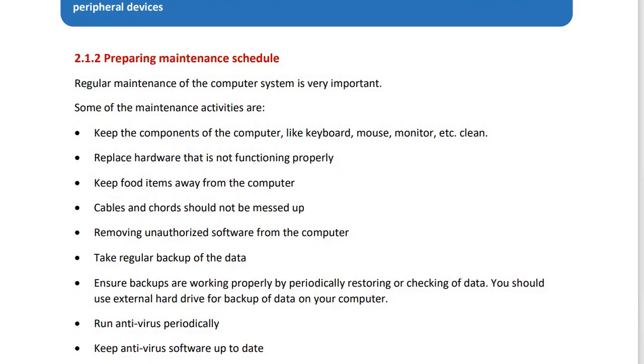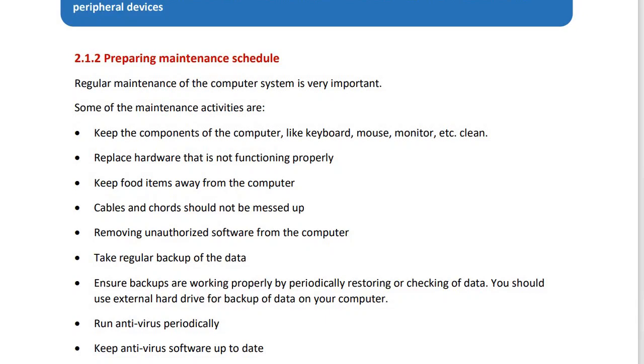So what are the main activities that we are going to consider in the maintenance schedule? The first thing is that all the key components of your computer, like the keyboard, mouse, monitor, etc., need to be cleaned. And while cleaning them, we should take care that we do not clean them with a wet cloth, because that water may harm your keyboards, monitors, or your mouse.